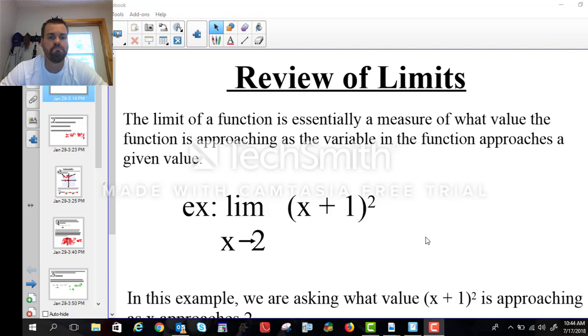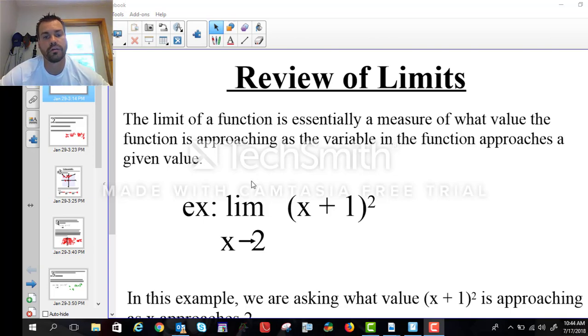So we're going to begin by talking about limits. As we start into calculus, one of the main things you have to understand is what a limit is, because it's going to lead us to the limit definition of the derivative and then lead us to all the applications of derivatives. The limit of a function is basically telling you what value the function is going to approach as x approaches a certain number.